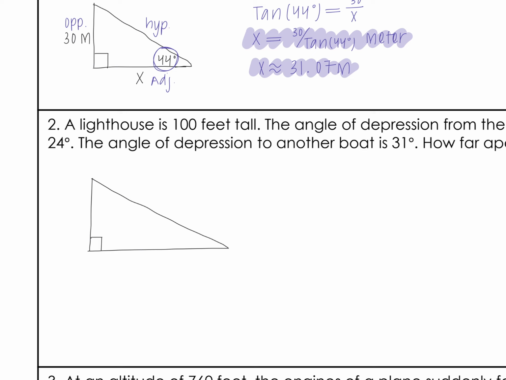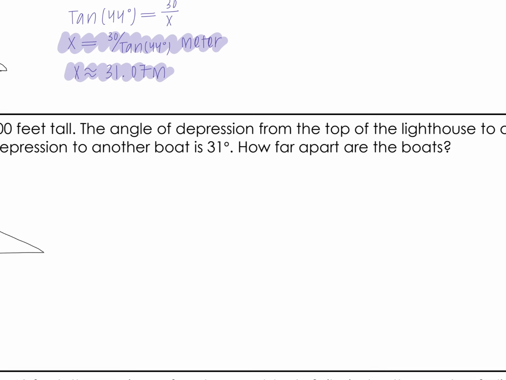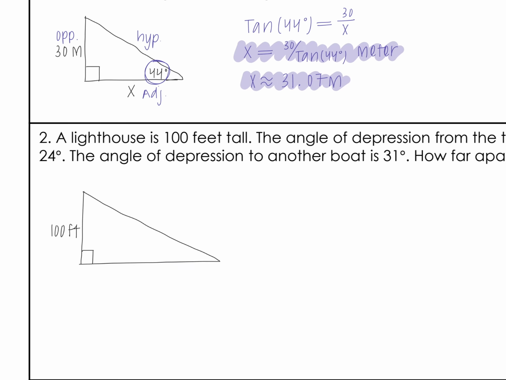Okay, so my lighthouse is 100 feet tall. The angle of depression from the top of the lighthouse to one boat is 24 degrees. Okay, so one boat, I'm going to draw a little boat here, and our angle of depression to that boat is 24 degrees. Like I said, I do like to use that as my angle of elevation, so I'm going to go ahead and move it down.